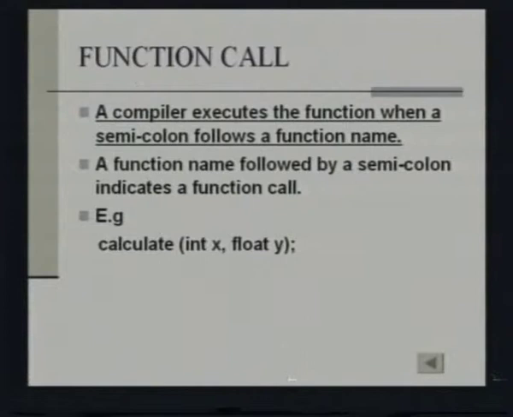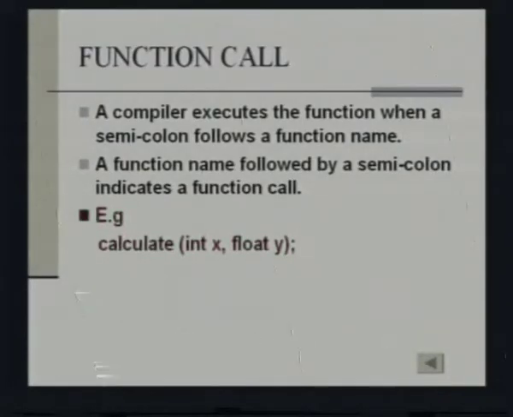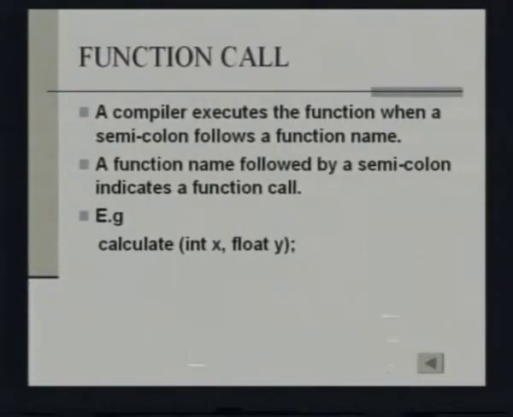And what does it contain? How should a function call be formed? A function name should be there, followed by the set of parameters and a semicolon. That is what indicates a function call. The example has been given here: calculate(x, y); Calculate is the name of the function. It has two actual arguments, one of type integer, another of type float, and the semicolon indicates that it is a function call.